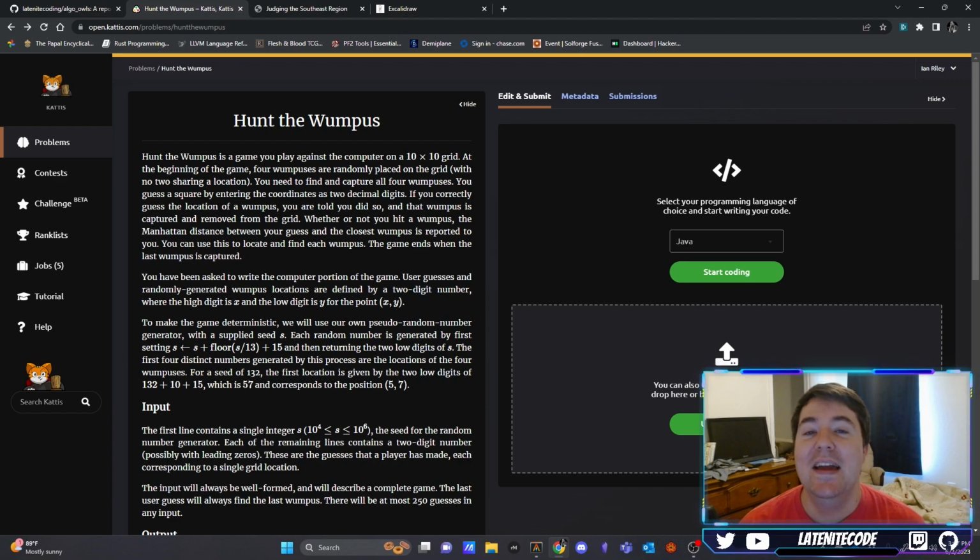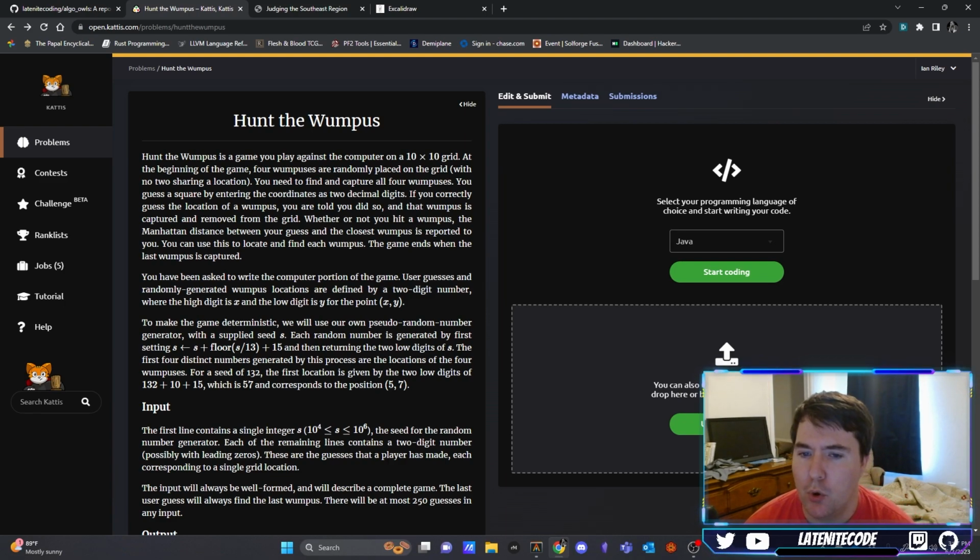But with that out of the way, let's go ahead and jump into the problem that we have for today. Hunt the Wumpus. Hunt the Wumpus is a game you play against the computer on a 10 by 10 grid. At the beginning of the game, 4 Wumpuses are randomly placed on the grid with no 2 sharing a location. You need to find and capture all 4 Wumpuses. You guess a square by entering the coordinates as 2 decimal digits. If you correctly guess the location of a Wumpus, you are told you did so, and that Wumpus is captured and removed from the grid. Whether or not you hit a Wumpus, the Manhattan distance between your guess and the closest Wumpus is reported to you. You can use this to locate and find each Wumpus. The game ends when the last Wumpus is captured.